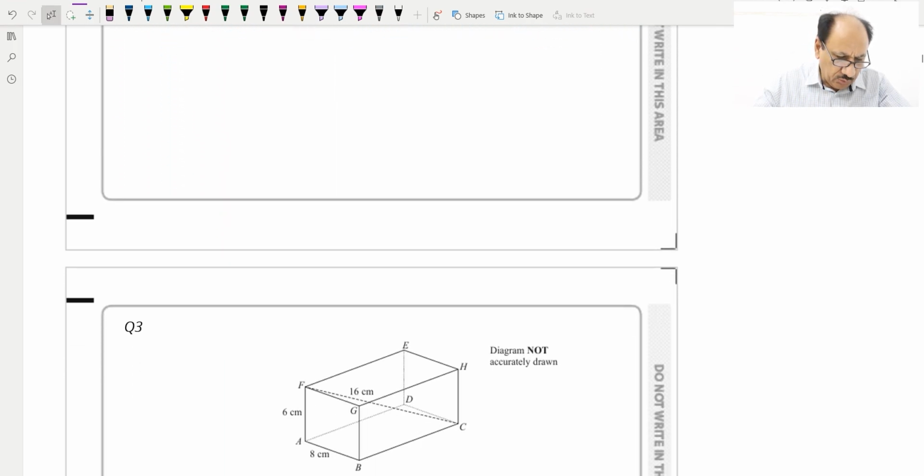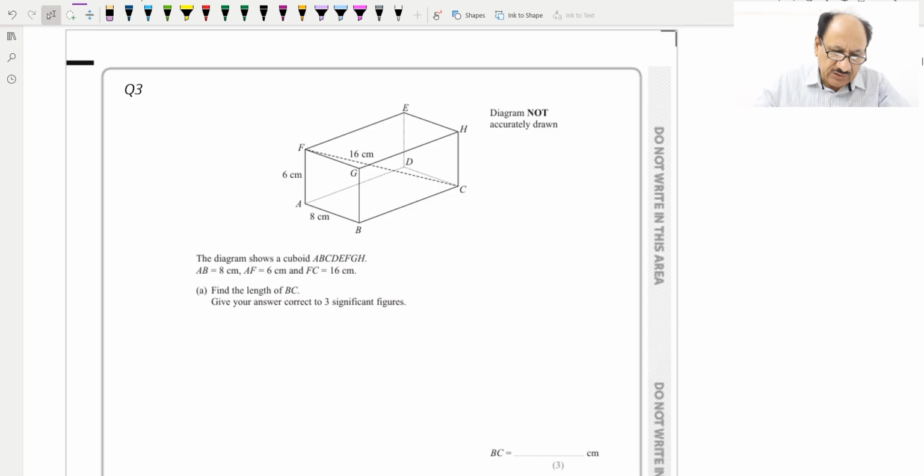Now if we go to question number 3, you can see these types of drawings are mostly given in these types of questions, and you need to apply Pythagoras theorem, and you need to apply trigonometry, which is sine, cos, tan, angles. So now in this question, which is question number 3, the diagram is not to scale.